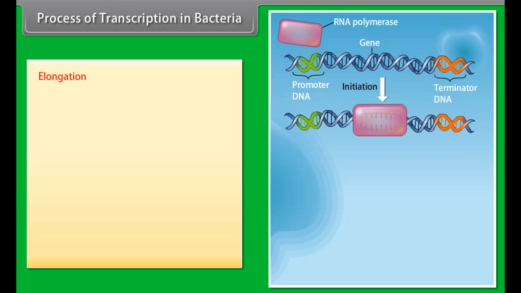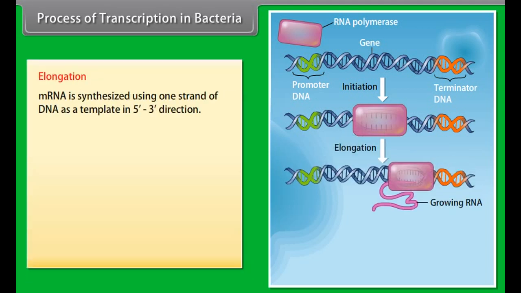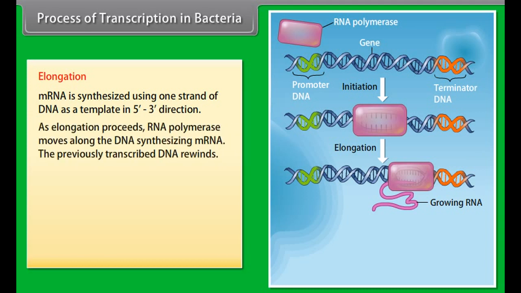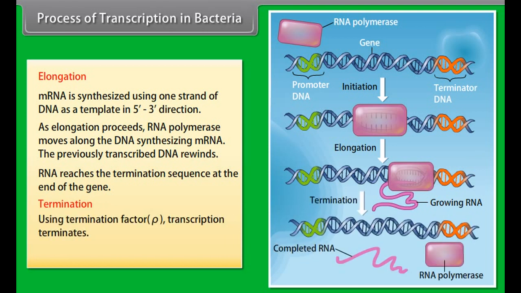Elongation. mRNA is synthesized using one strand of DNA as a template in 5' to 3' direction. As elongation proceeds, RNA polymerase moves along the DNA, synthesizing mRNA. The previously transcribed DNA rewinds. RNA polymerase reaches the termination sequence at the end of the chain. Termination. Using termination factor, transcription terminates. mRNA and RNA polymerase are released.